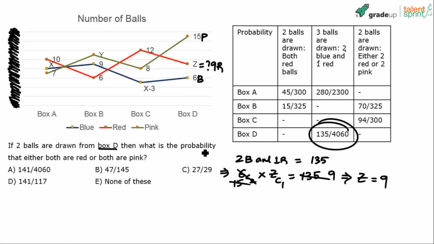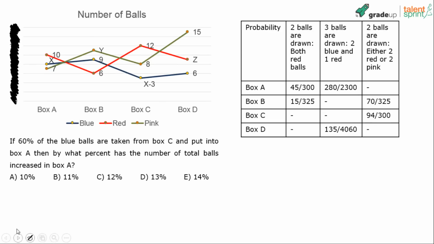2 balls are drawn. Both are red or both are pink. So like the previous solution, right? I mean, now the solution remains the same. Both are red. So 9C2 ways. Plus both are pink, 15C2 ways. Divided by total how many balls? 15 plus 9 plus 6, 30C2. Simplify this, you'll get option B as the answer. Right? Option B is the answer. So table is required. This table is required. Okay. Now let's solve the next question.